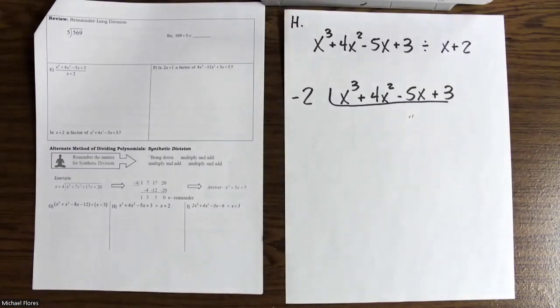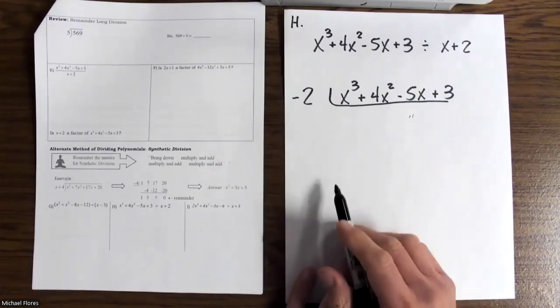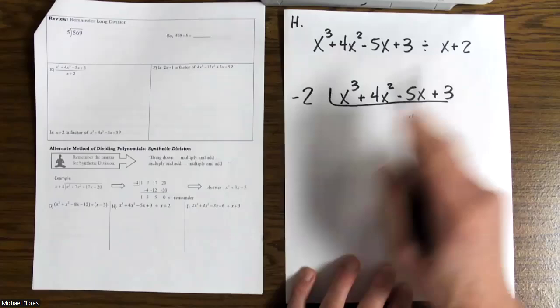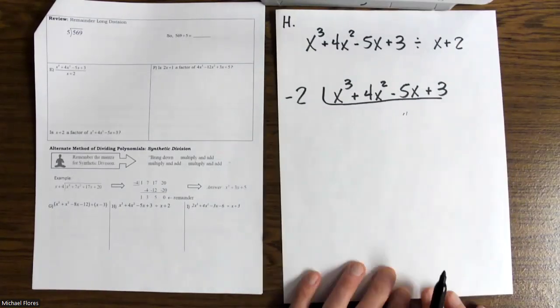Example H. I'll give you a little bit of time to set this problem up in a manner that we can solve it. This goes in here, x plus 2. If you set that equal to 0 and solve, you'd get -2. That's where the -2 comes from.